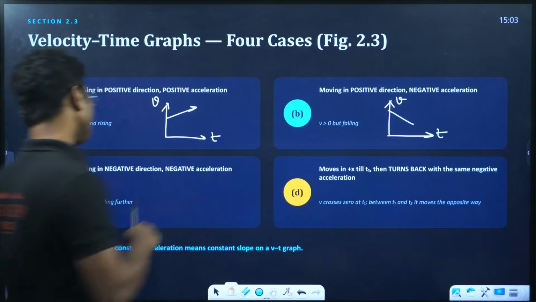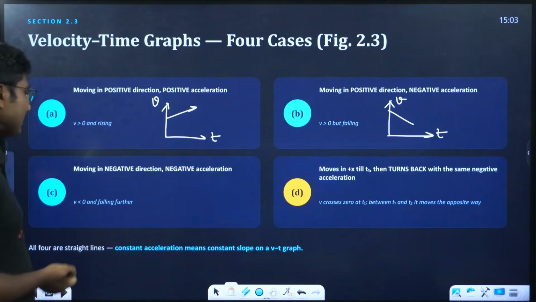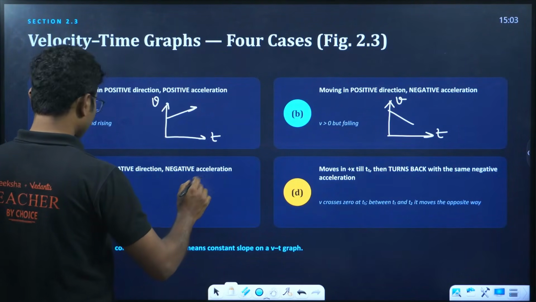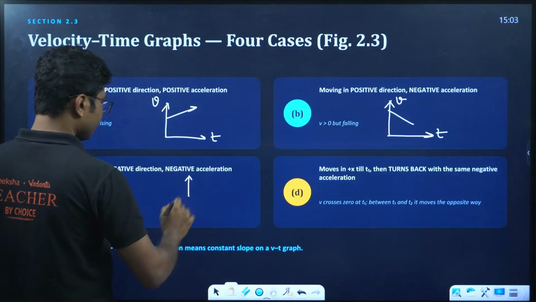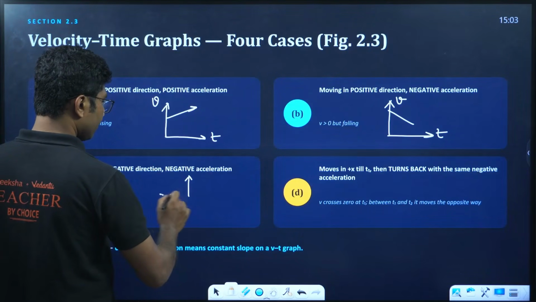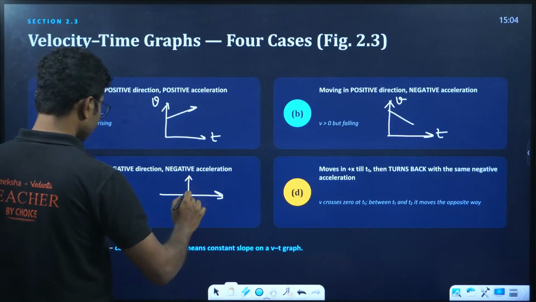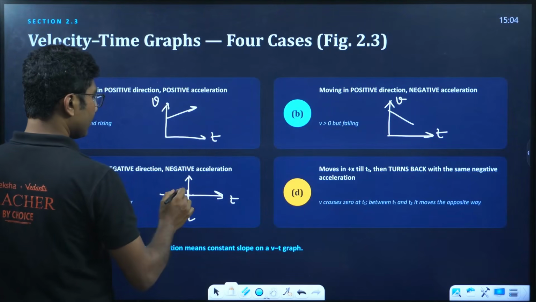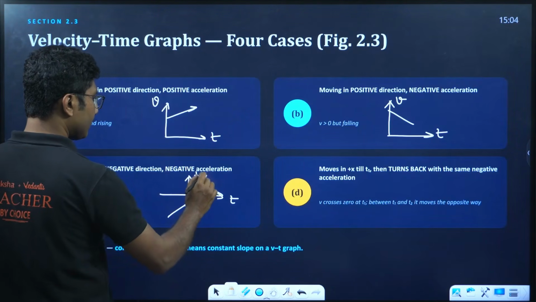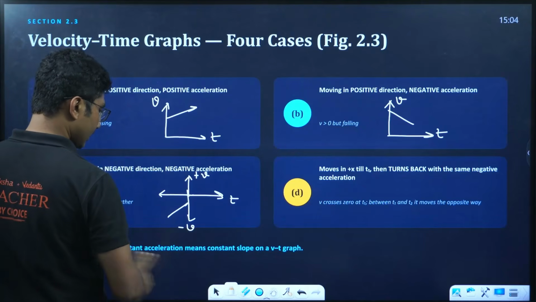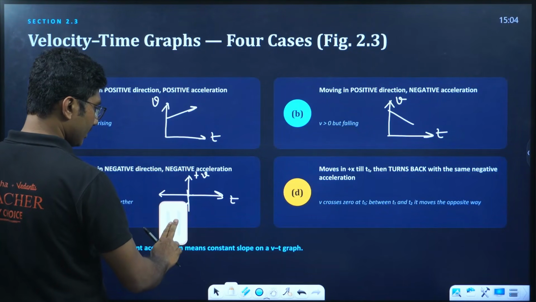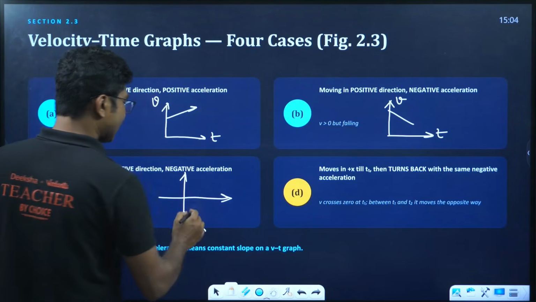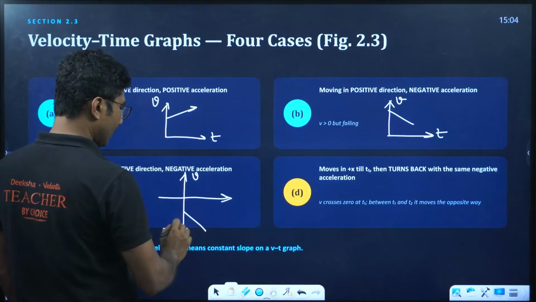Now here they have added one more part, moving in negative direction, negative acceleration, v is less than 0 and falling further. Okay, so here the graph will be slightly tricky. The graph will be like this. This is something interesting. Okay, this is sorry, just a second, one mistake I made. This is positive v, this is negative v, this is time t.